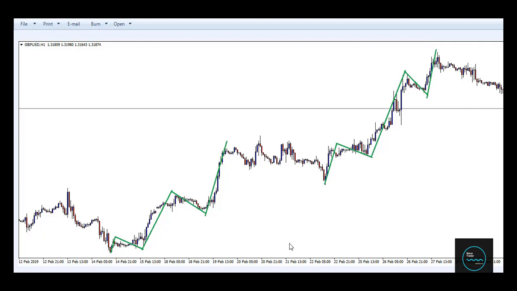And another thing I want you to pay attention to, look for waves in a trending market. Don't try to count waves in a sideways market. That is just you looking for trouble, okay? Waves are easily seen and counted in a trending market, in an uptrend or in a downtrend.